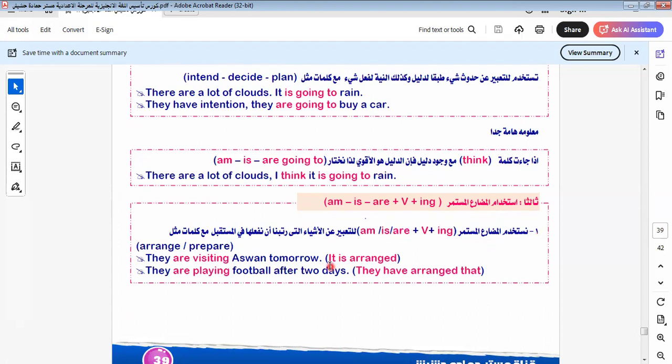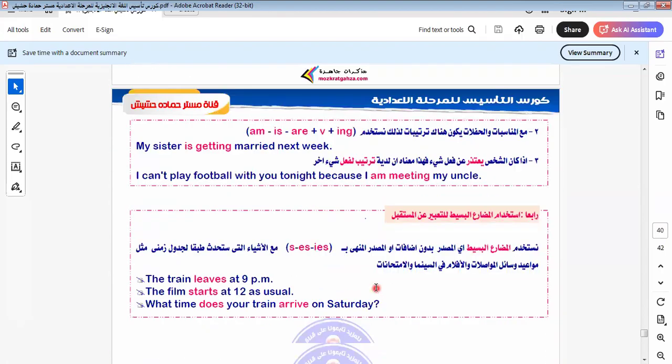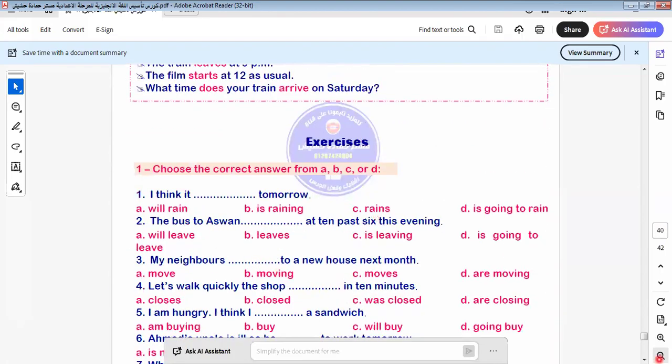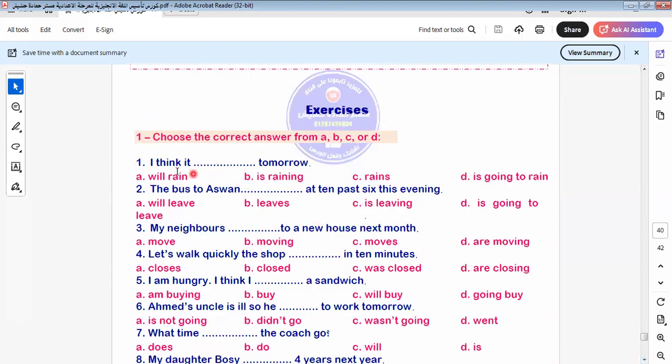When I talk about 2025, 2026, or 2030, it will be the future form. Okay, the future form. Let's answer the question related to this part. I think it's "will rain tomorrow." As we know from the example, it will rain. The bus to Aswan at 10 past 6 this evening.